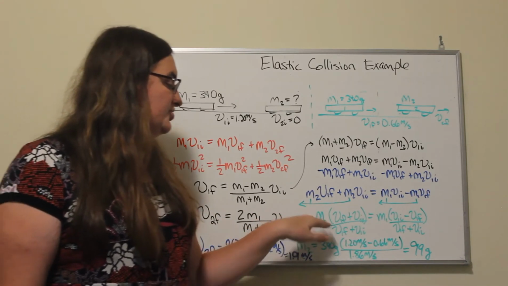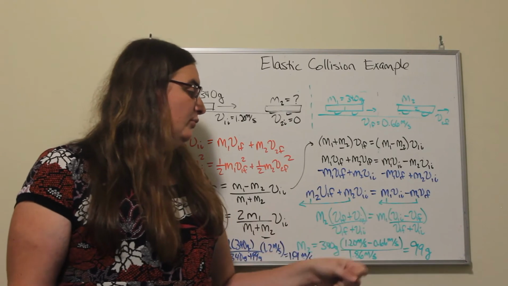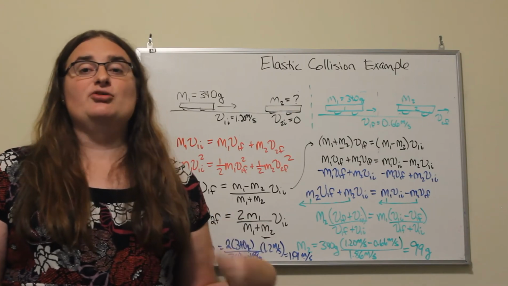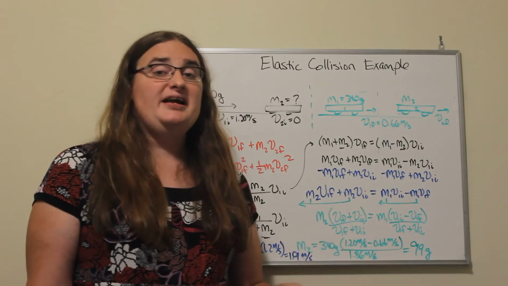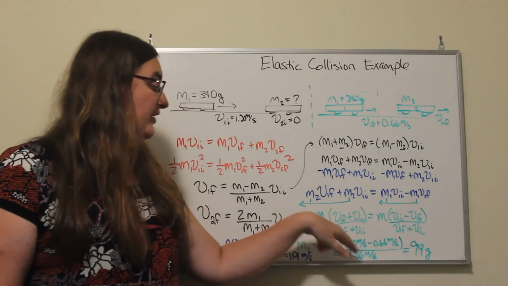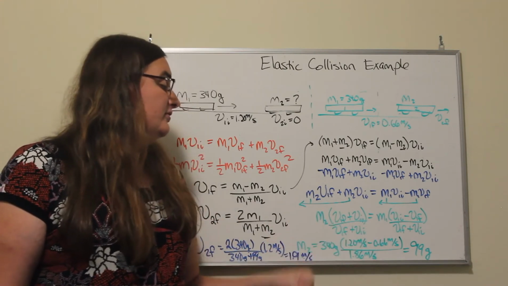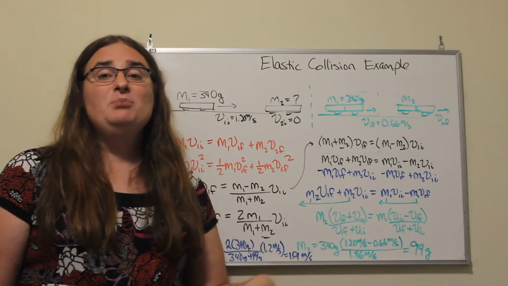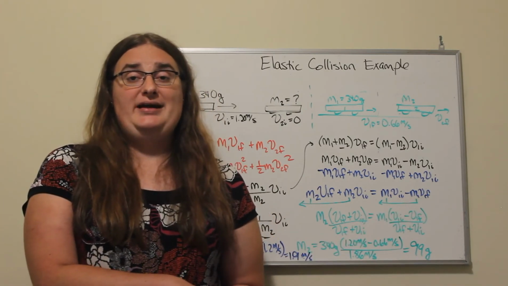So m2 is going to be m1, which is 340 grams, times v1 initial minus v1 final. So that's 1.20 meters per second minus 0.66 meters per second, which gives me 0.54 meters per second in the numerator, divided by v1 final plus v1 initial. If I add those two together, I get 1.86 meters per second. So I multiply 340 grams times my numerator divided by my denominator, and I get 98.7 grams. To two significant digits, it rounds to 99 grams.